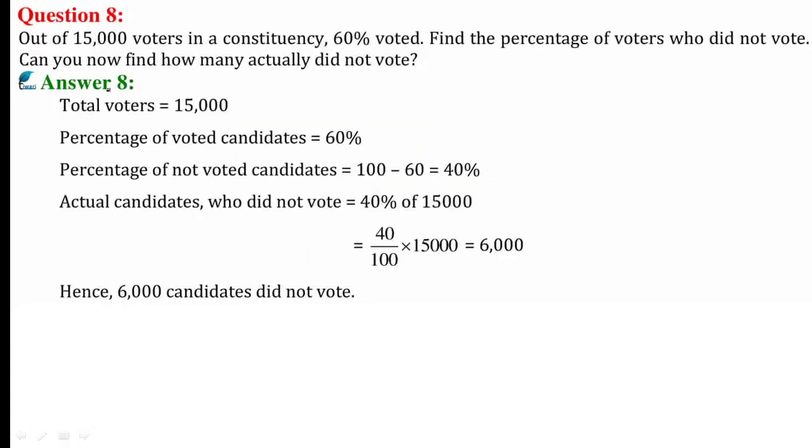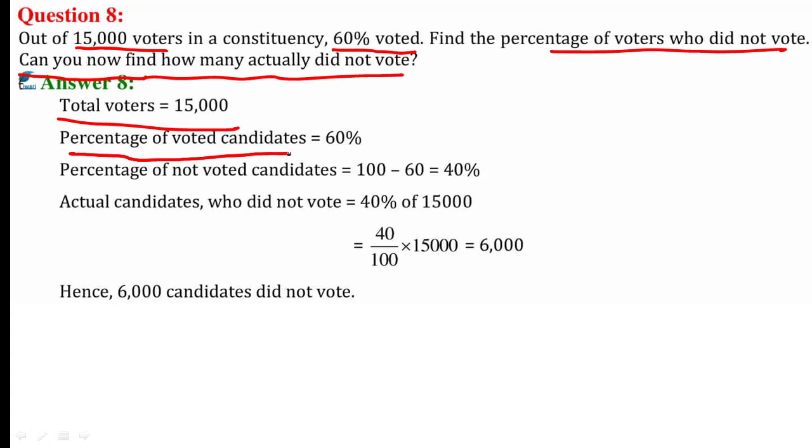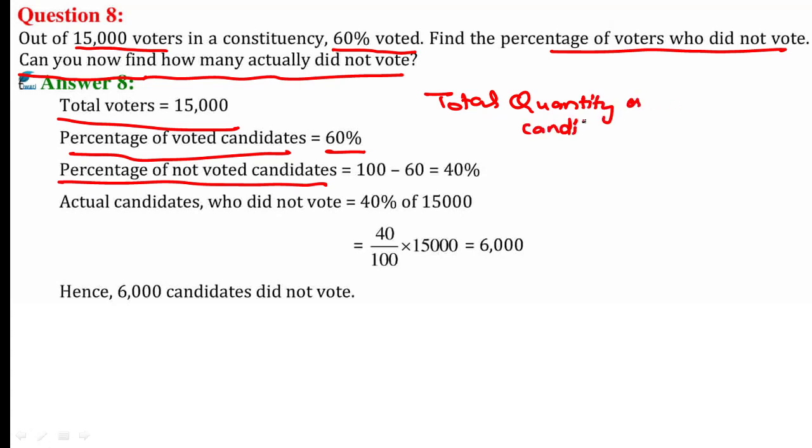So the next question is: out of 15,000 votes in a constituency, 60% voted. Find the percentage of votes who did not vote. Can you now find how many actually did not vote? Total votes are given, that is 15,000. Percentage of voted candidates is also given, that is 60%. The total is 100%, as we know the total quantity in standard form is 100%. So 60% voted, and the remaining are non-voted candidates. So non-voted candidates are 40%.